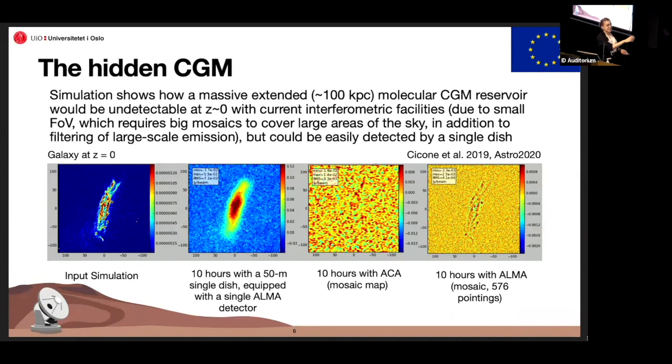What you can see immediately is that for ACA and ALMA, we filter out almost all the emission from the galaxy itself, so we don't really see any structure. This is first of all because it's an interferometer, but also because the field of view is quite small. So we need a lot of different pointings to capture the whole galaxy and can't really use the observing time well. If we have a big dish where you don't need as many pointings, we can actually have deeper observations and recover the CGM of the galaxy.